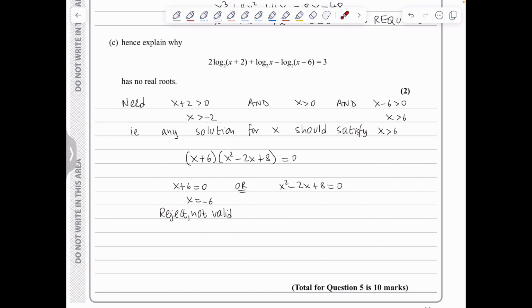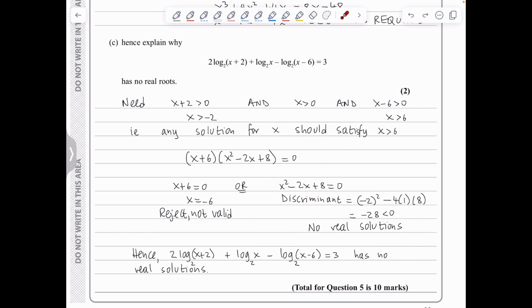Whereas for the quadratic over here, I will be considering its discriminant, b squared minus 4ac. So in our case, it's minus 2 squared minus 4 times 1 times 8, which gives an answer of minus 28, which is less than 0. And therefore, we conclude no real solutions on this part. And therefore, because x plus 6 is not a valid solution and the quadratic here does not yield any real solutions, we conclude that the given logarithmic equation has no real solutions.